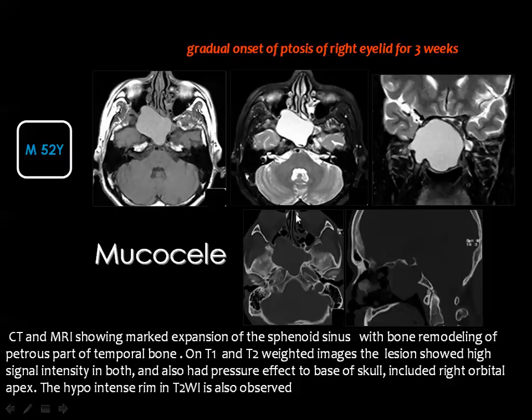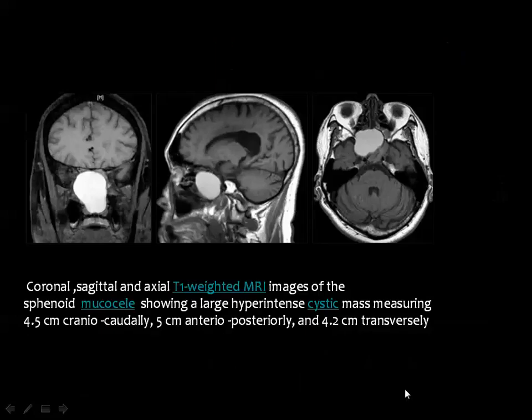The mucocele usually on MRI will show some increased signal on the T1 and T2 weighted images because of the mucinous component or the high proteinaceous content of the mucocele itself. And the bony expansion is better appreciated on CT scans. And you can see the expansion, the erosion of the dorsum sellae and some of the anterior aspect of the clivus. And the mucocele is also bulging into the nasopharynx.